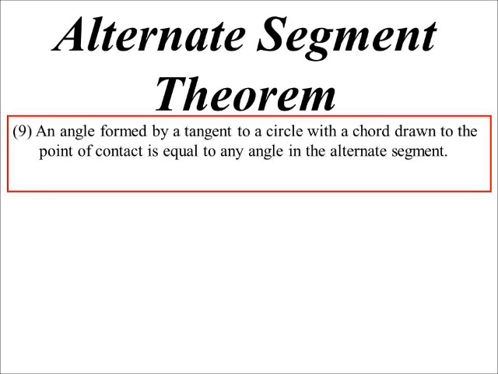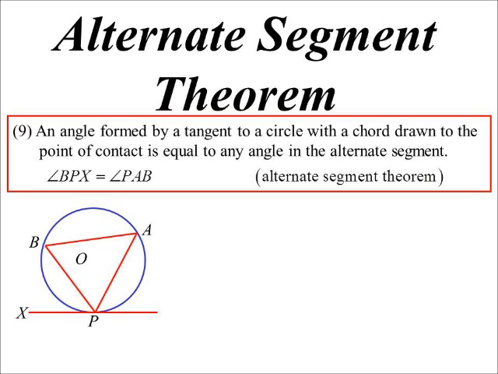Now, when you're writing this one, it's okay just to say alternate segment theorem, because there is only one alternate segment theorem. So it's very clear what you're talking about. If you don't say that, then make sure you get it right.